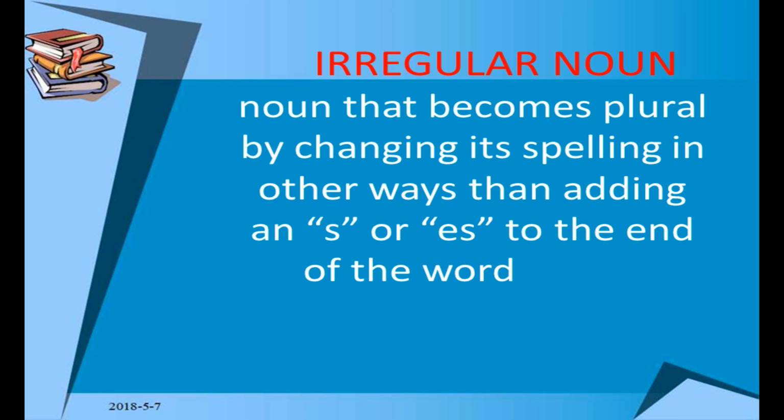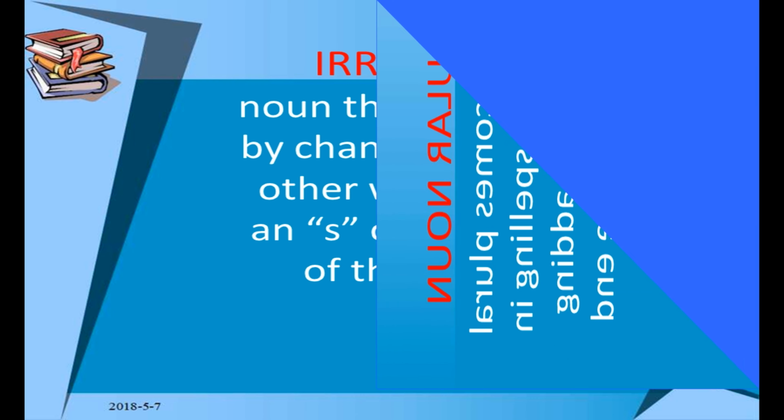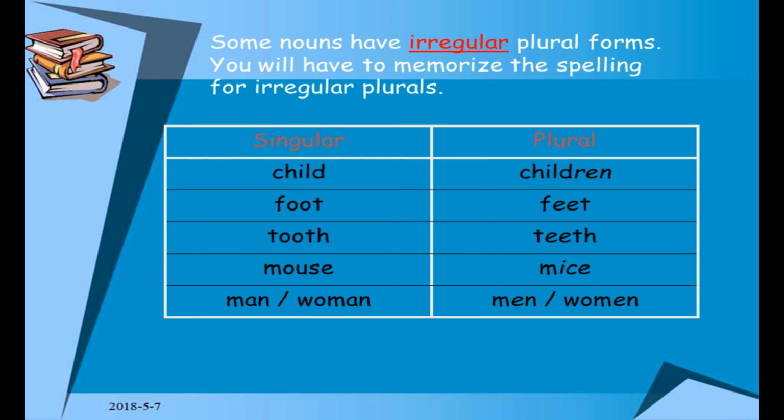What is an irregular noun? An irregular noun is a noun that becomes plural by changing its spelling in other ways than adding an S or ES to the end of the word. Examples of nouns that have irregular plural forms.